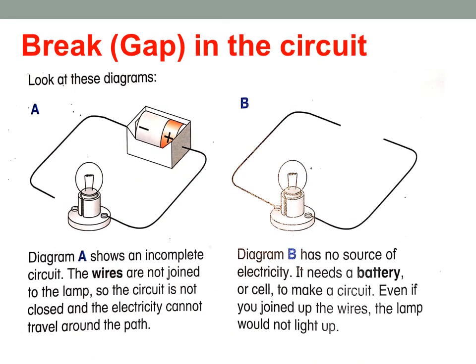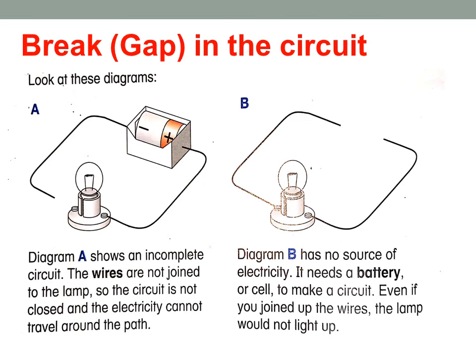So look at these diagrams. Here in the first, A, I have a light bulb, a battery and the wire. And the light here is not on, right? Why is the lamp not working? Because this is an incomplete circuit. The wires are not joined to the lamp, so the circuit is not closed and the electricity cannot travel through this path, right? So there is something called a break or a gap in the circuit.